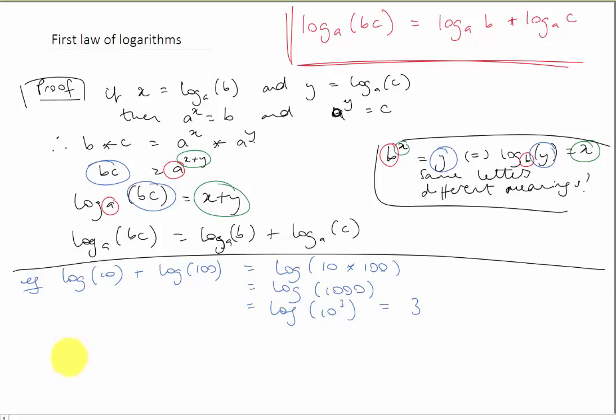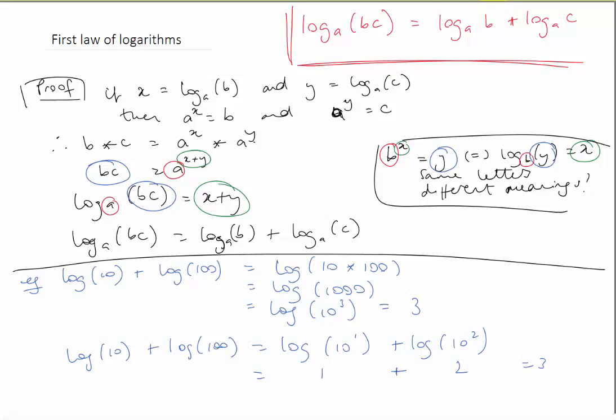Or if we do it the other way, so log of 10 plus log of 100, so that's log of 10 to the power 1 plus log of 10 to the power 2, so that's 1 plus 2 equals 3. Okay, so this comes out the same. So the thing I want you to remember for this is that the log of b times c is equal to the log of b plus the log of c, and that's quite reminiscent to what we saw with exponents.